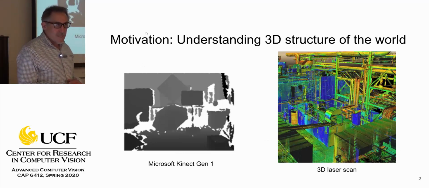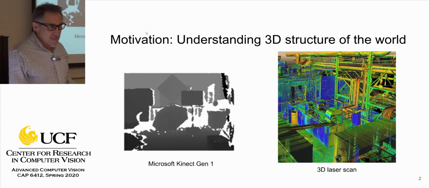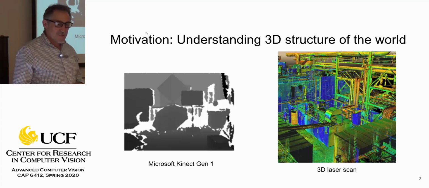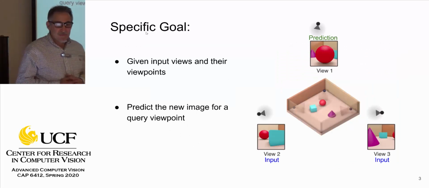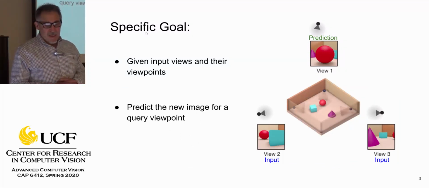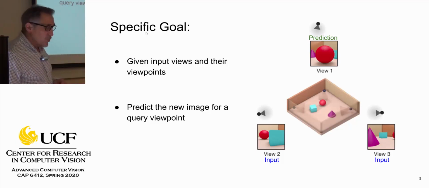So the motivation is really understanding the 3D structure of the world, and here we have a couple stark examples. The consumer product Microsoft Kinect Gen 1 on the left, and a high-definition 3D laser scan on the right. But the specific goal for this paper is, within a virtual 3D environment, we want to input multiple context images, and then we want to predict, from a query viewpoint, a query image.